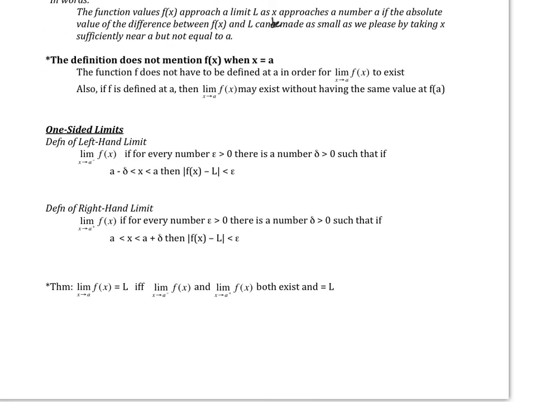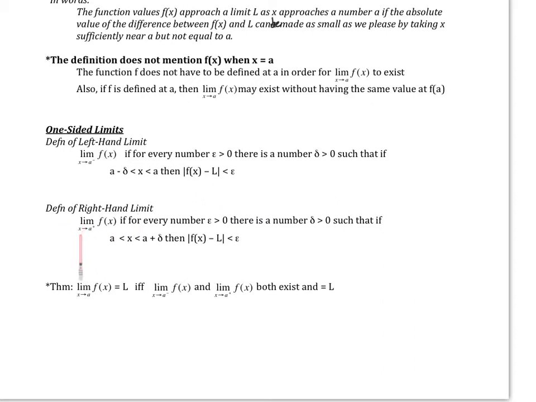We've got one-sided limits. The definition of a left-hand limit follows suit, and then we can say the limit as x approaches a from the left of f of x is L if for every number epsilon greater than 0 there is a number delta such that if a minus delta less than x less than a, then the absolute value of f of x minus L is less than epsilon.